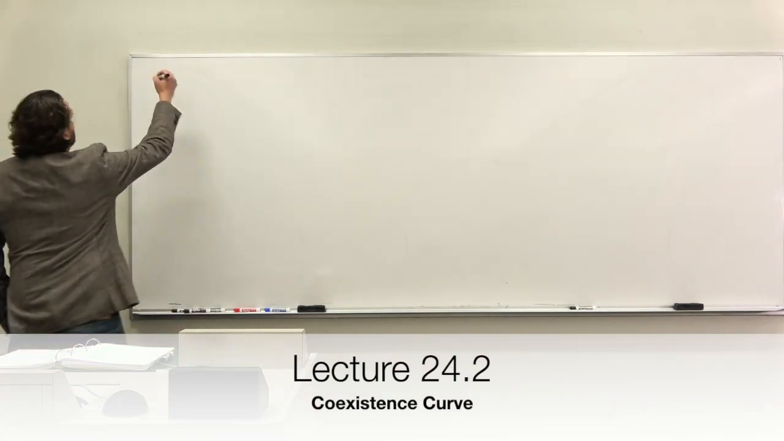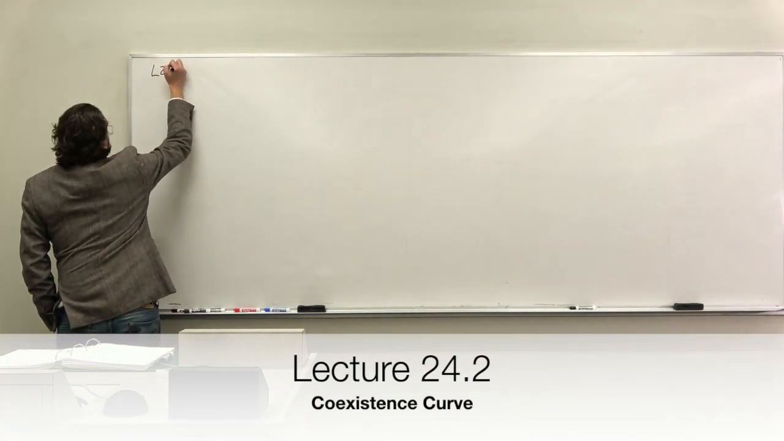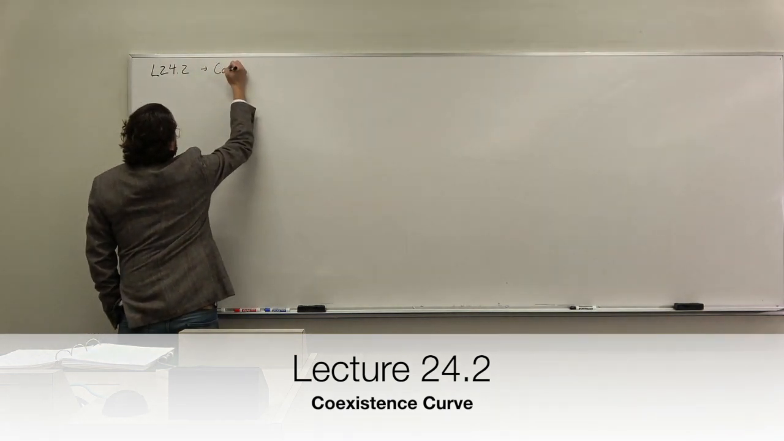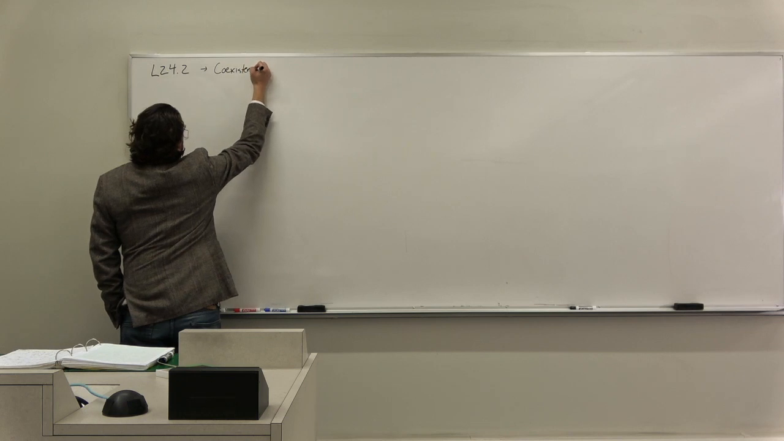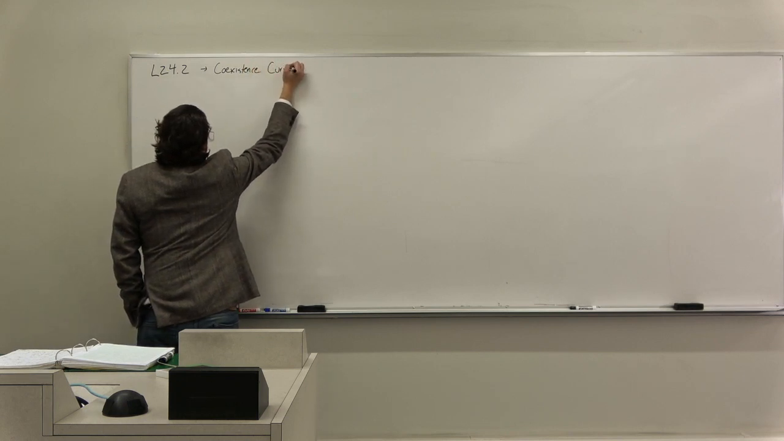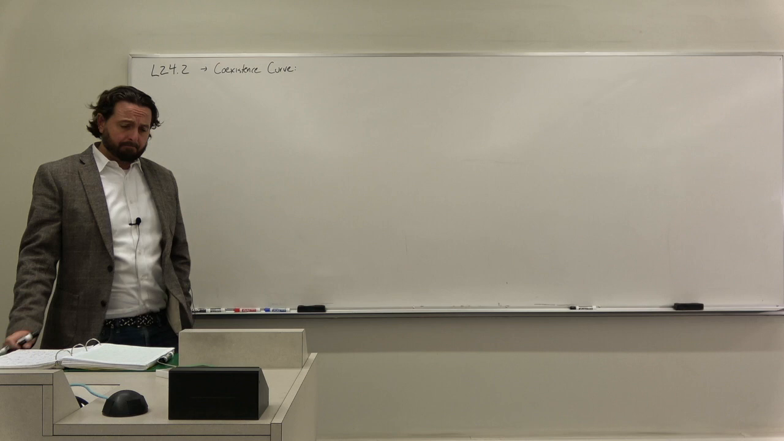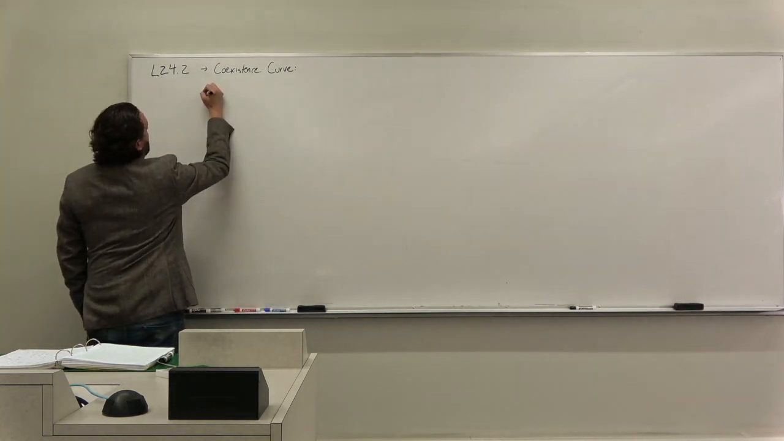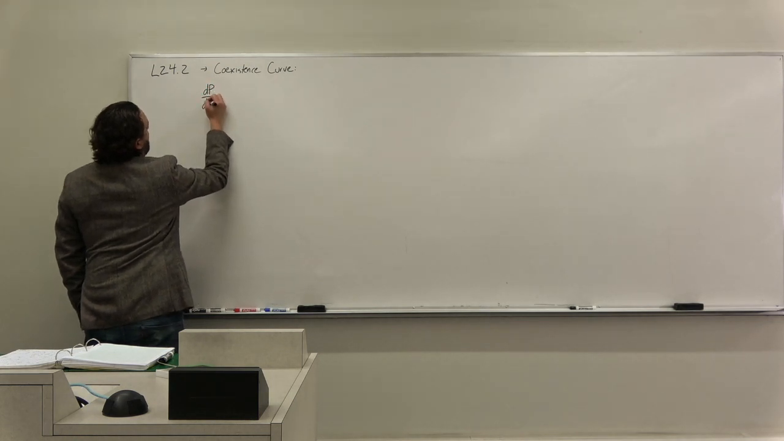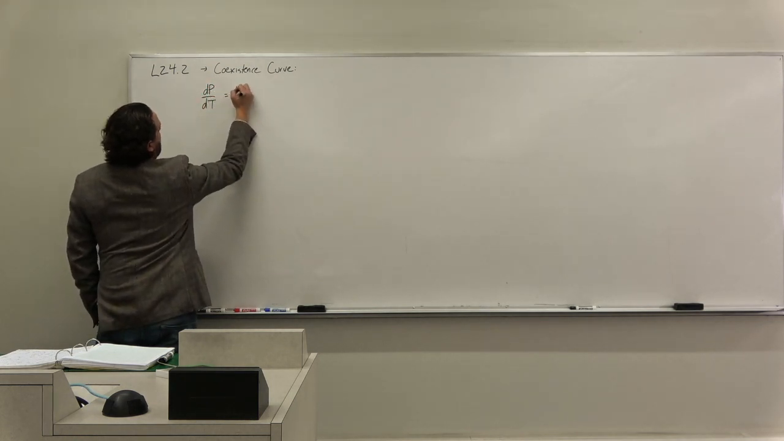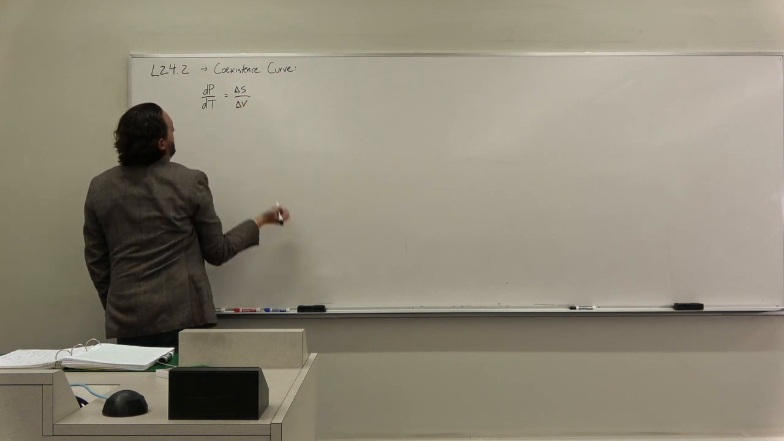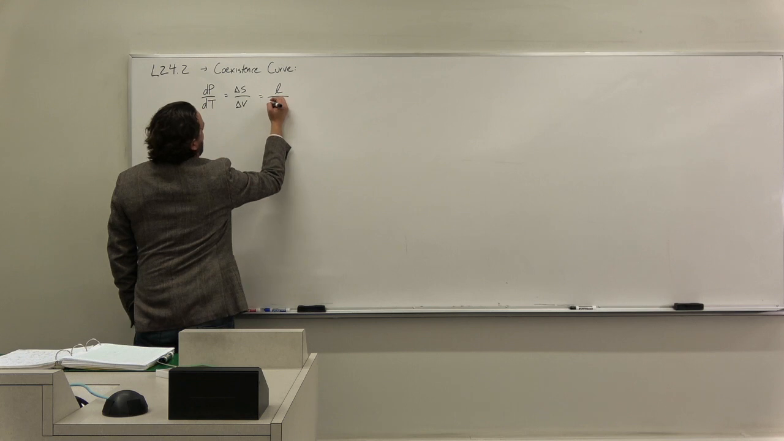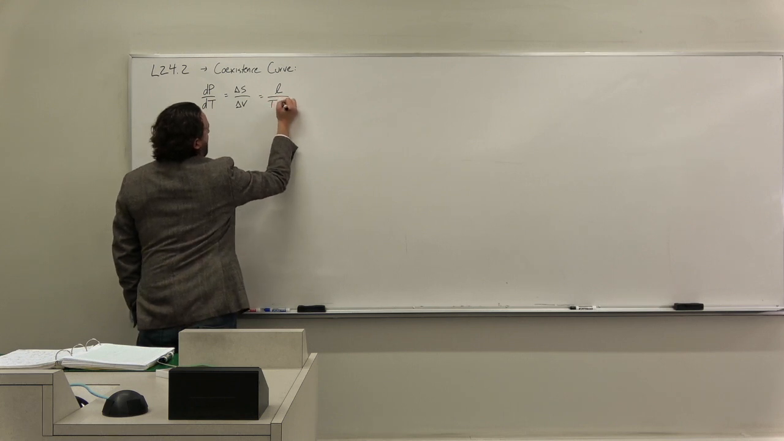Welcome back to lecture 24.2, where we're going to talk about that coexistence curve some more. So last time we derived the Clausius-Clapeyron equation, which said dP/dT was equal to delta S over delta V, which was equal to L over T delta V.